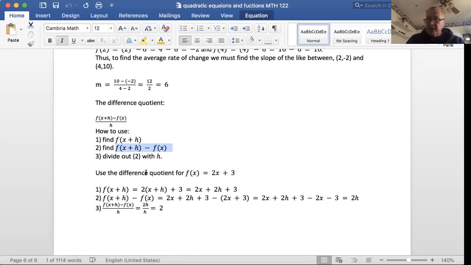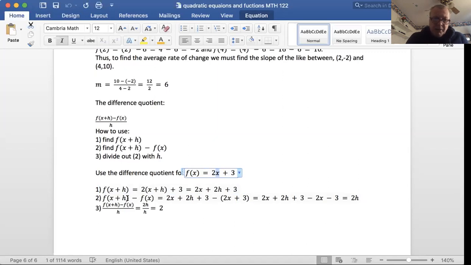So let's take a look at an example. We're going to use the difference quotient for f of x equals 2x plus 3. The first thing we're going to do is find f of x plus h. So that means we plug x plus h in for x here. That means we have 2 times the quantity x plus h, again, substitute with parentheses, plus 3. We distribute the 2 to simplify, and we get 2x plus 2h plus 3. That's all the further we can go with that right now.